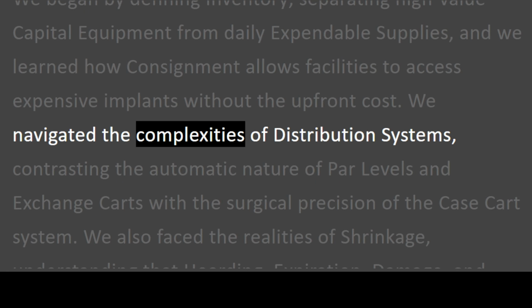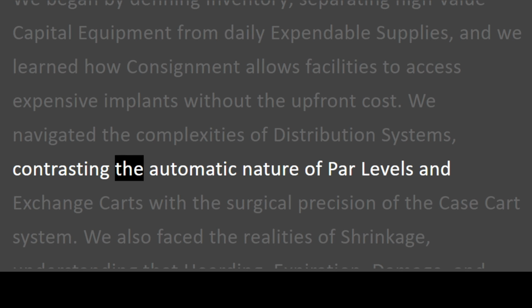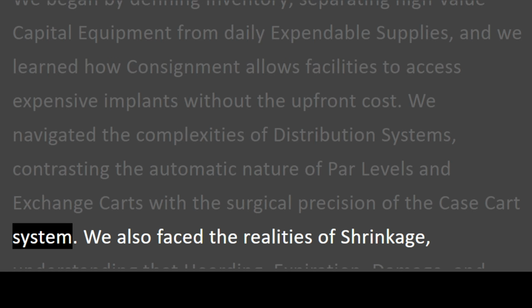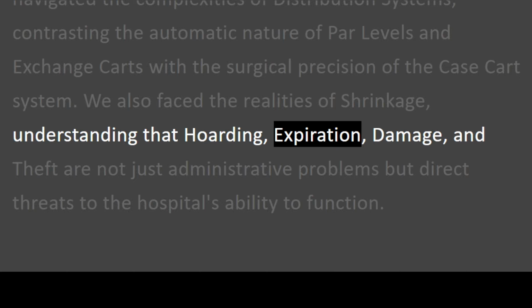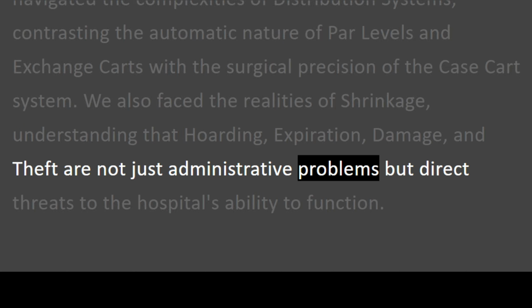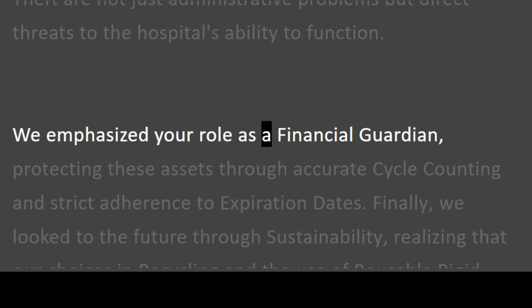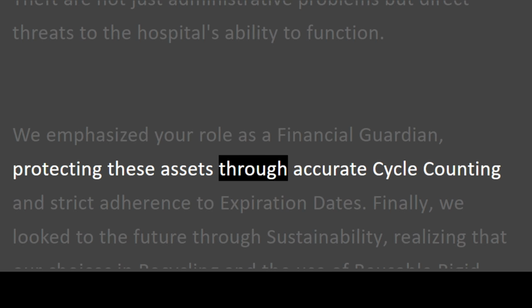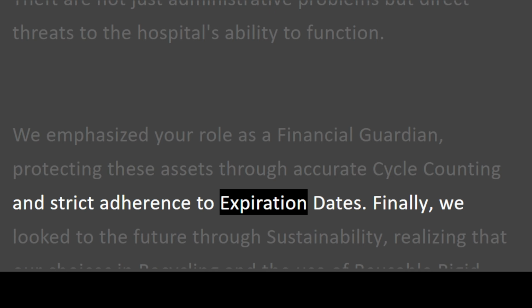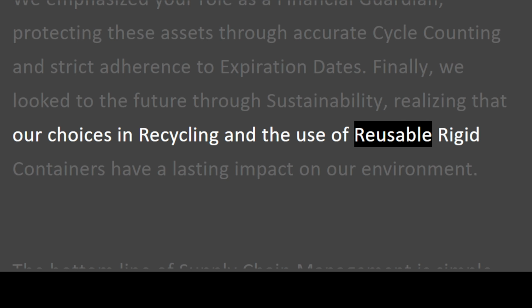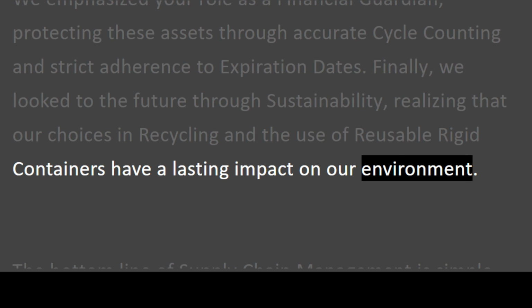We navigated the complexities of distribution systems, contrasting the automatic nature of par levels and exchange carts with the surgical precision of the case cart system. We also faced the realities of shrinkage, understanding that hoarding, expiration, damage, and theft are not just administrative problems but direct threats to the hospital's ability to function. We emphasized your role as a financial guardian, protecting these assets through accurate cycle counting and strict adherence to expiration dates. Finally, we look to the future through sustainability, realizing that our choices in recycling and the use of reusable rigid containers have a lasting impact on our environment.